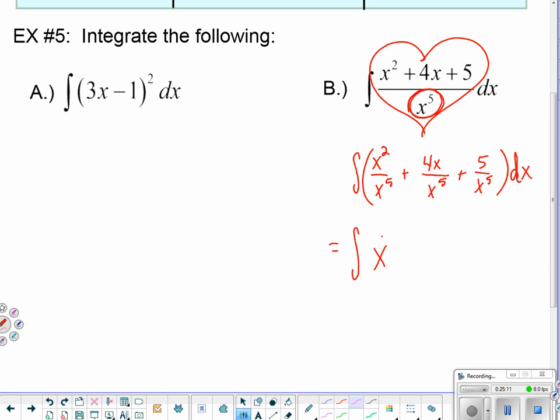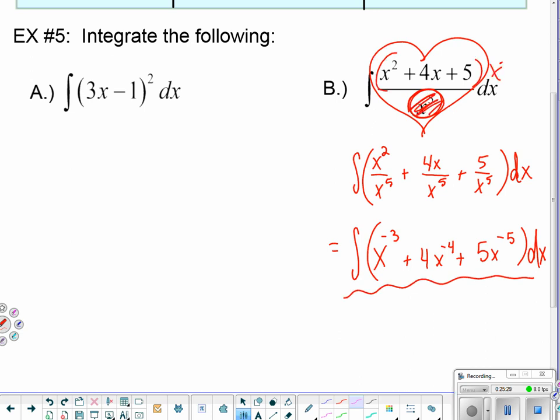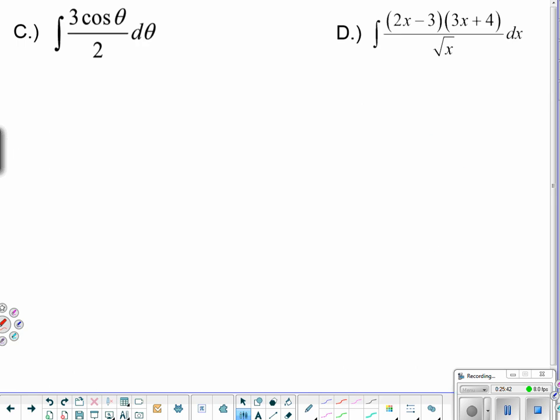So that's going to be an x to the negative 3, 4x to the negative 4, 5x to the negative 5, dx. Same place that we were before when we wrote this as multiplying by x to the negative 5 and processed it through. We both came to this conclusion, and then now it's integration technique from there. So if that's your favorite, go with that. I love doing it that way.